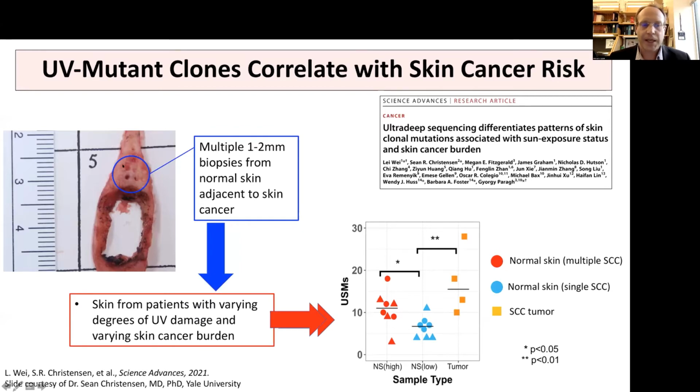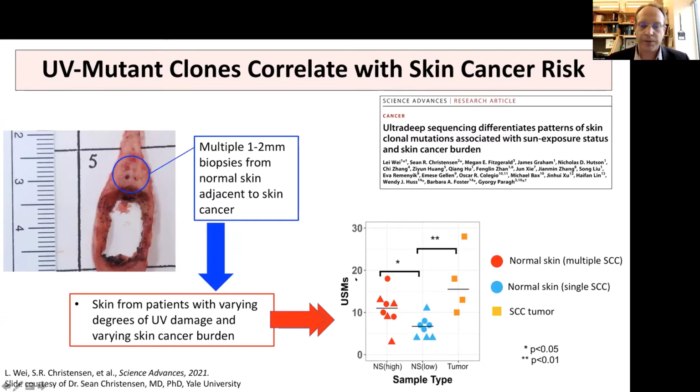So what they did is they took 1 to 2 millimeter biopsies from normal skin adjacent to skin cancer. And if we go down to the red box in the bottom left, the skin was from patients that had varying degrees of UV damage and varying skin cancer burden.